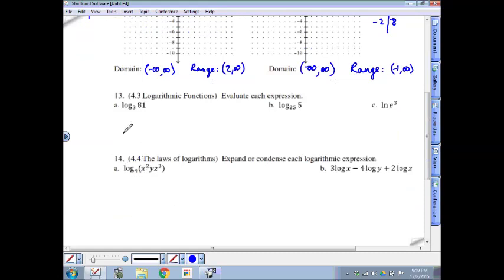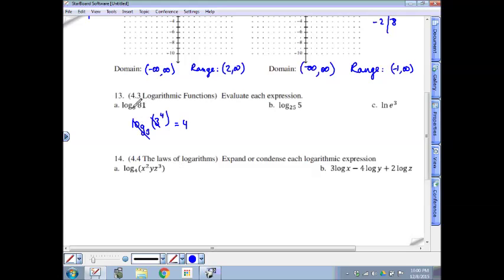Okay, question 13, evaluating a logarithm. I'll show you two different ways. The way this can be done without a calculator is to try to get matching bases. Here we have a base of 3, so the goal would be to change 81 into 3 to some power. So 81 is the same as 3 to the 4th power. Now that you have matching bases, the logarithm cancels out the base, and you're left with 4.